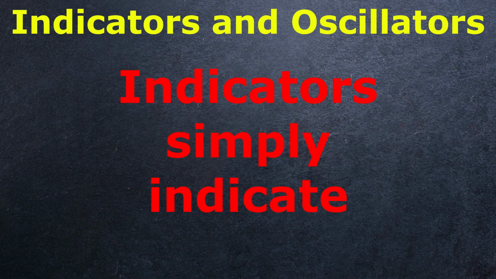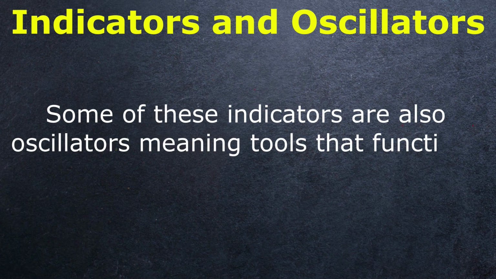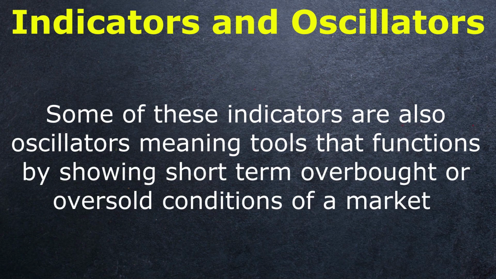Now, some of these indicators are also known as oscillators, meaning tools that function by showing the short-term overbought or oversold conditions of a market and are typically bound to a certain range, right? Like what we spoke about with the RSI, from 0 to 100, it will basically give us a reading on that scale, right? And that is what we mean by oscillators, being bound in a range.